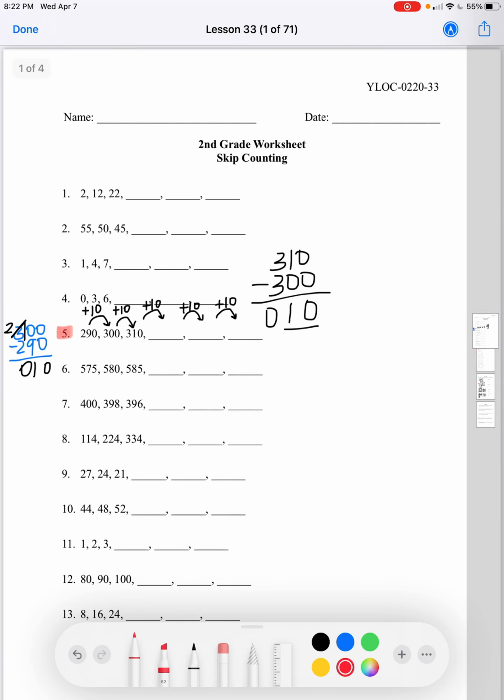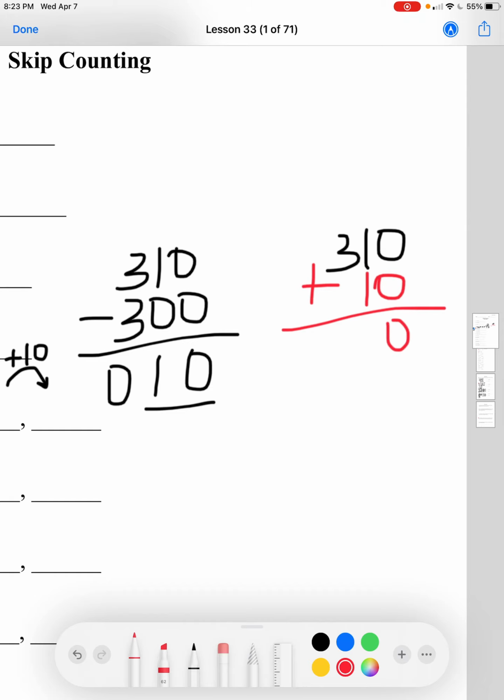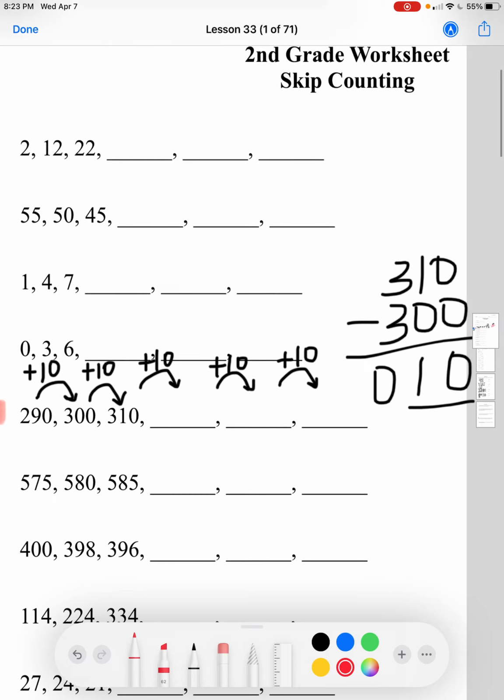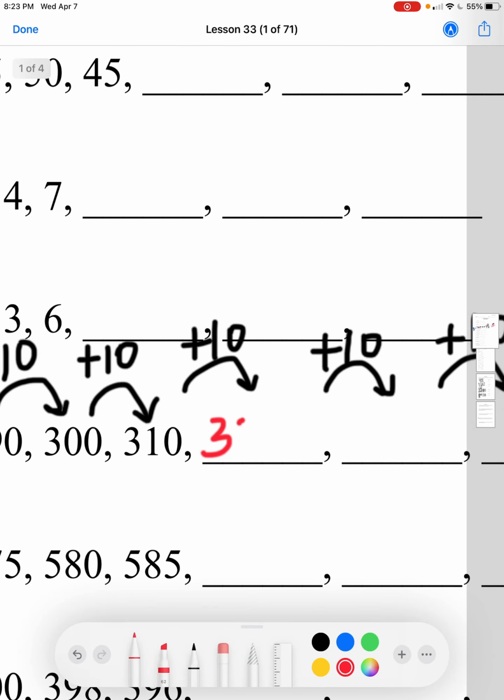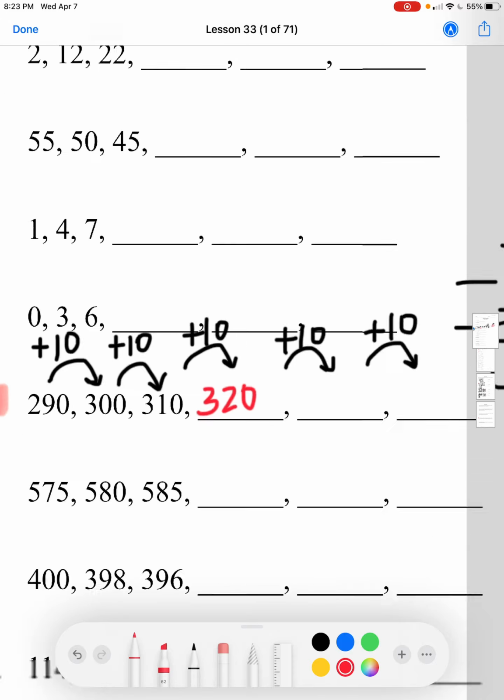Let's look at this grouping first. 310 plus 10 to find the next number. Sorry, let's do that with the color. 0 plus 0 equals 0. 1 plus 1 equals 2. Bring down the 3 because there's nothing underneath it. And we get the next number to be 320. So if you add 10 to 310, then the next number is 320.